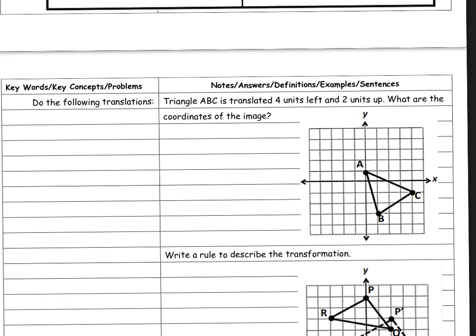So here we go. Triangle ABC is translated 4 units left and 2 units up. What are the coordinates of the image? So first I'm going to write my rule so I know what I'm doing. I'm going to take my X and my Y, and what's going to happen to them? 4 units to the left. If I'm going to the left, that's going backwards, so I'm going to be subtracting 4. And Y is moving 2 units up, so I'm going to be adding 2 because I'm going up. That's how I write my rule from some words here.